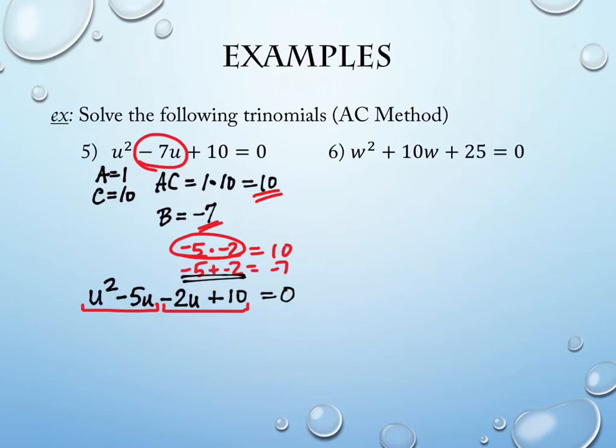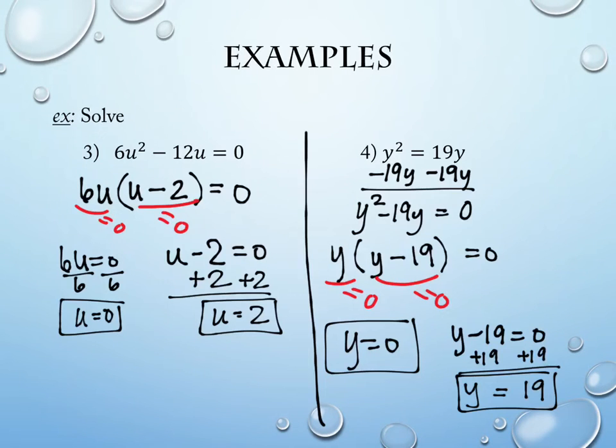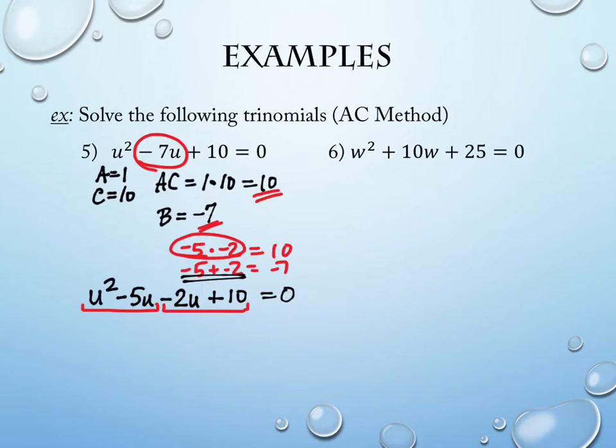Okay? All right, so if I group these two together, I have u squared and -5u. I'm going to do the same thing I did over here when I found greatest common factors. I'm going to look at and say, well, what do they have as the biggest thing in common? So u squared and -5u have u. So we're going to pull the u out. And when I pull the u out, I'm left with u minus 5. Okay, everybody good with that part? Pulled out a u, I'm left with u minus 5.